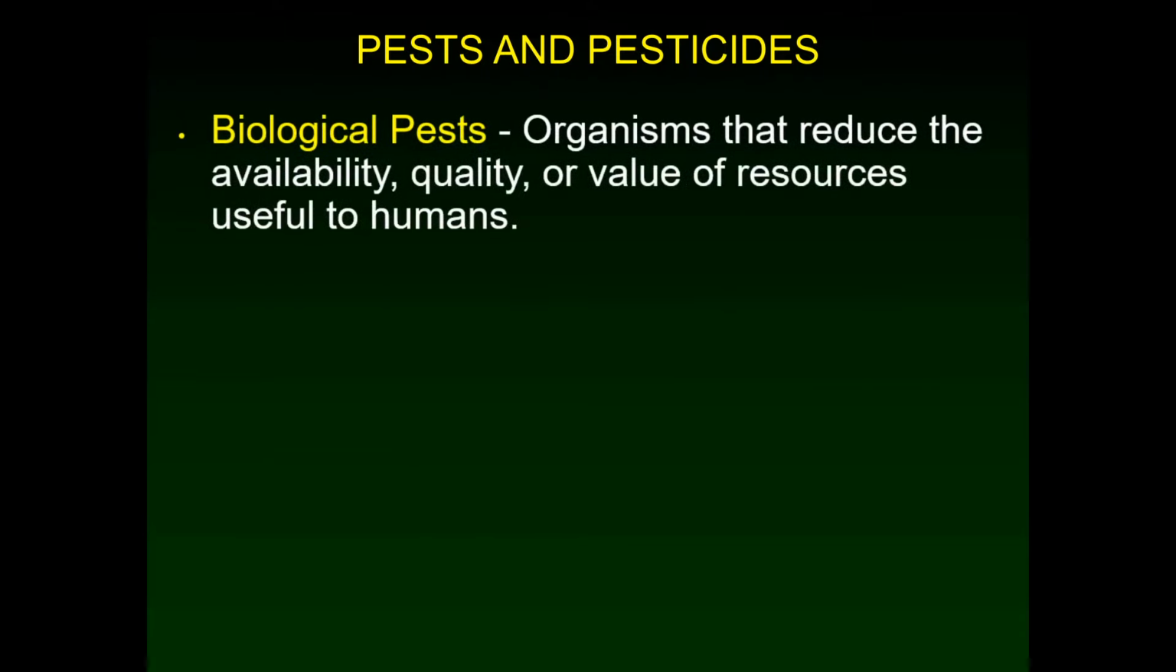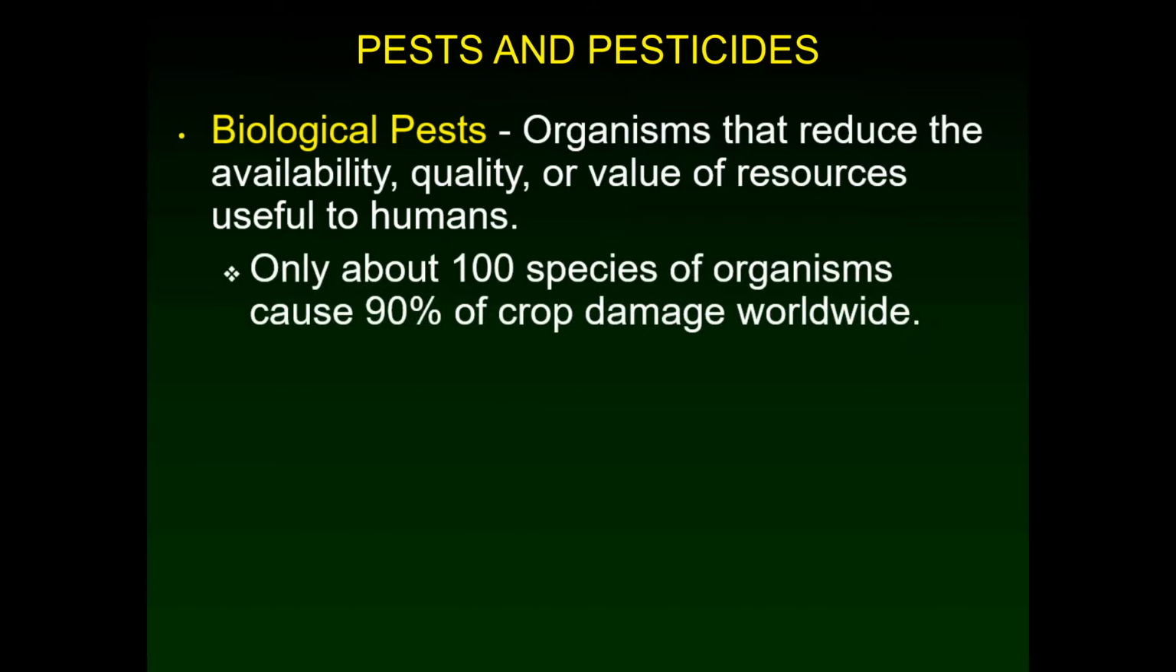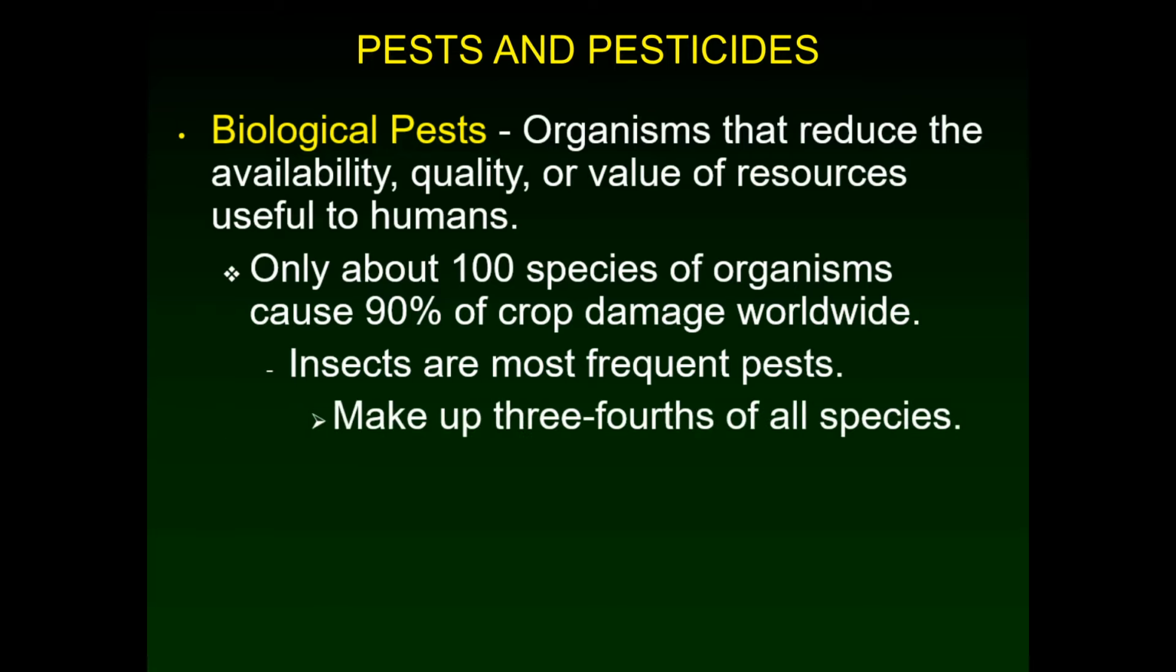So pests and pesticides. Biological pests are organisms that reduce the availability, quality, or value of resources useful to humans. Only about 100 species of organisms cause 90% of crop damage, and as you guessed, insects are the most frequent pests. A friend of mine, when he was getting his master's, was doing a lot with pest management by developing GMOs. So there are different ways to go about controlling them.